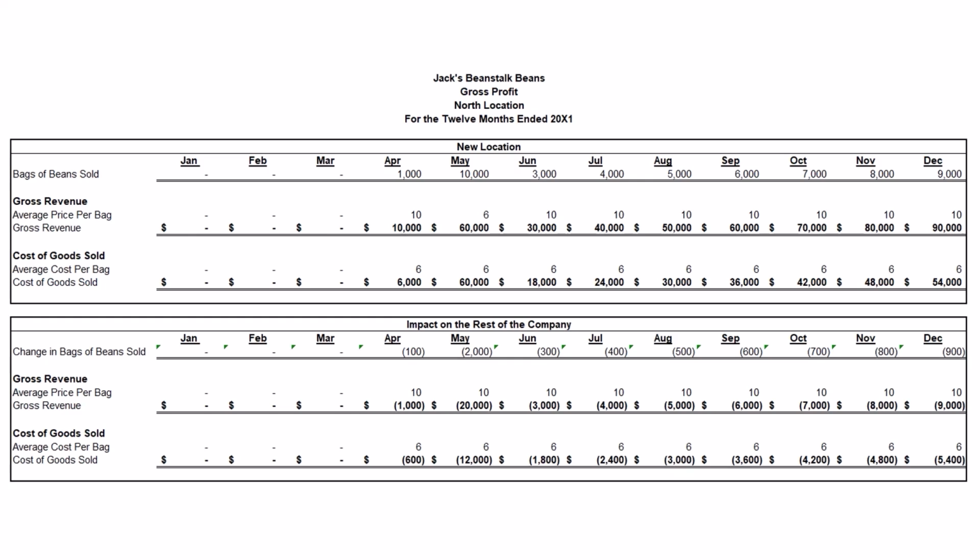The first worksheet breaks down the components of gross profit. There are two sections to the gross profit worksheet. The top half has the components of gross profit at the new location. The impact on gross profit of the other locations is on the bottom half.